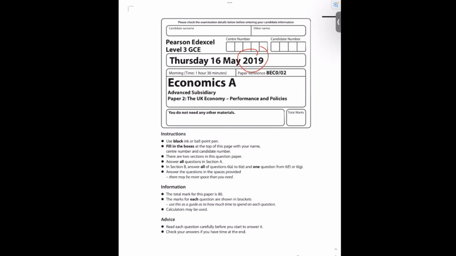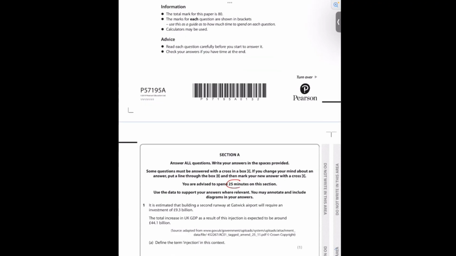So as always, I'm going to go through as quickly as possible, but at the same time I'm going to explain all the reasoning behind answering each question. And I don't think I ever have gone over the amount of time that's given. In this case, for section A, we have 25 minutes. So without further ado, I'm going to jump straight in.